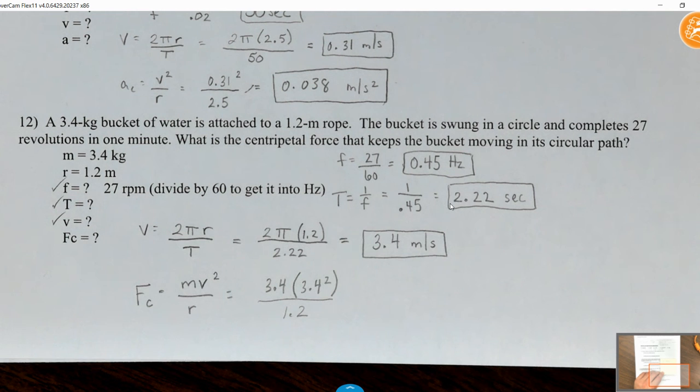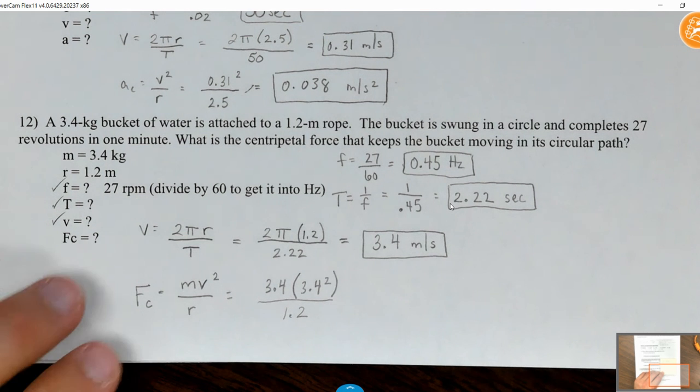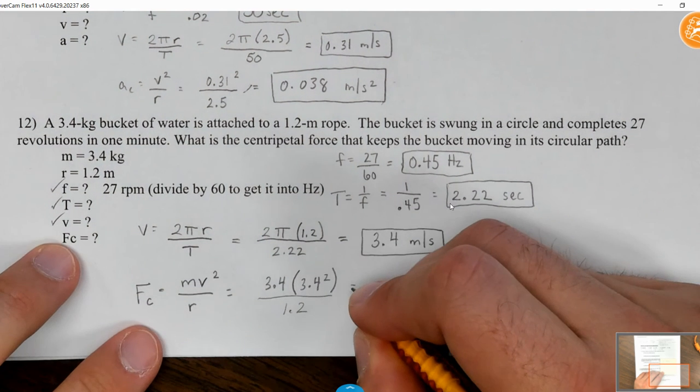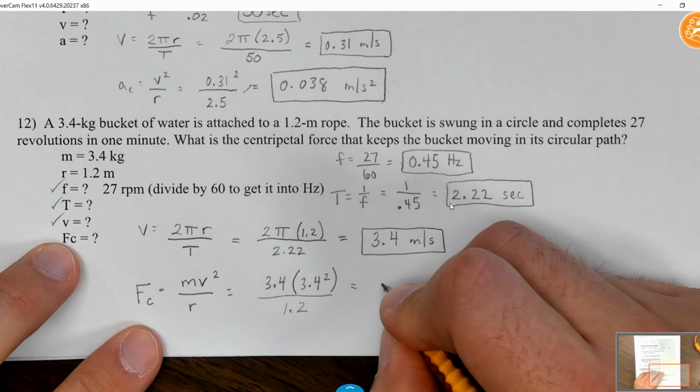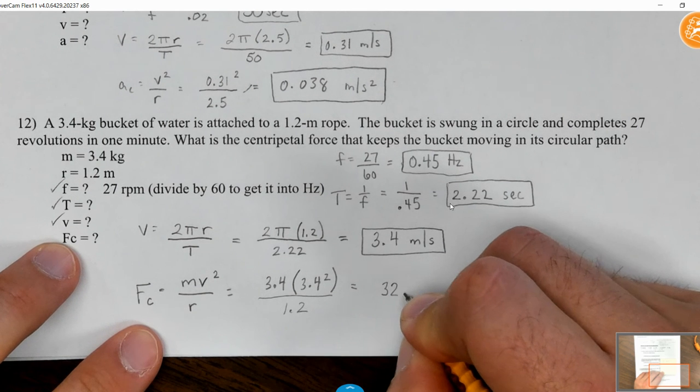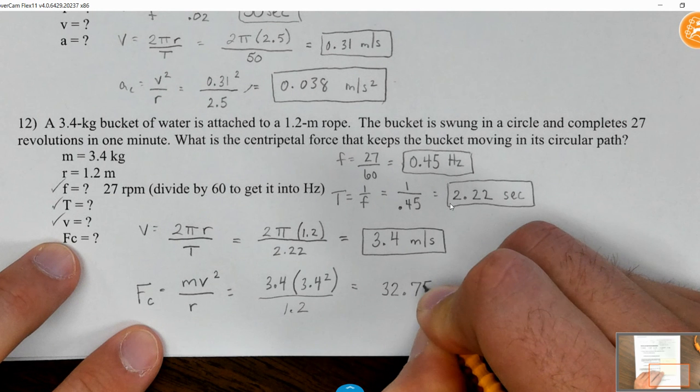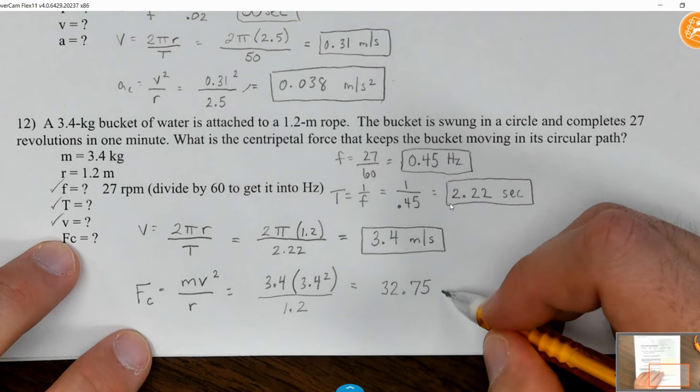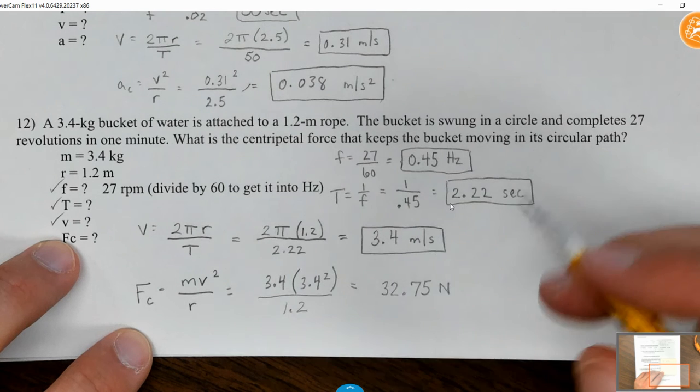And I come out with 32.7533 repeating, so we're going to round it to 2 decimals. And we are going to have an answer here of 32.75, and the unit for force is newtons.